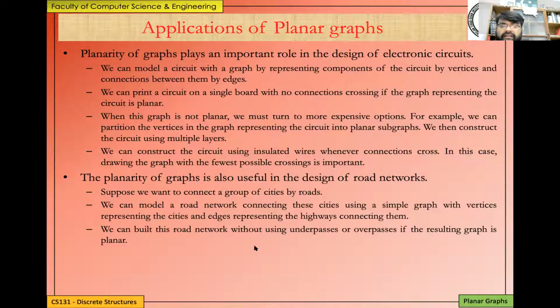Suppose that we want to connect a group of cities by roads, and we can model a road network connecting these cities using a simple graph with vertices representing the cities and edges representing the highways connecting them. We can build this road network without using underpasses or overpasses if the resulting graph is planar. However, if it is not possible to draw a planar graph, then you'll have to use underpasses, overpasses, overhead bridges, etc. The cost of overhead bridges and overpasses is a lot, so that's why we want to avoid those structures wherever possible. So if a planar representation is possible, we'd want to use it to build the road network.